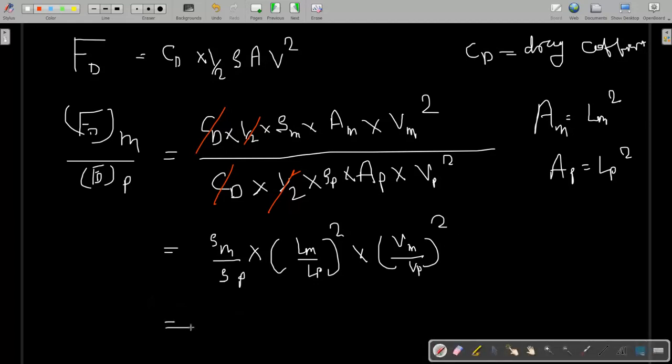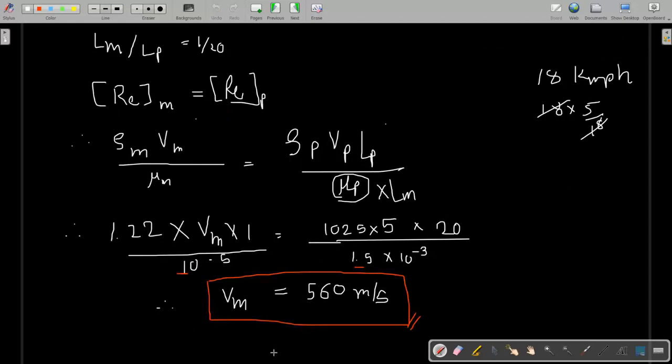Now put the values. Rho of model, that means the working fluid for the model, is air. Its density is 1.22 kg per meter cube. Density of seawater for the prototype is 1025. Here I want to tell you one thing: the model is not moving with this velocity. The model is still in the wind tunnel, but the air is supplied at this speed by fans that are incorporated within the wind tunnel.